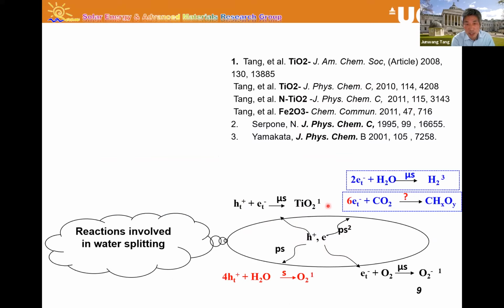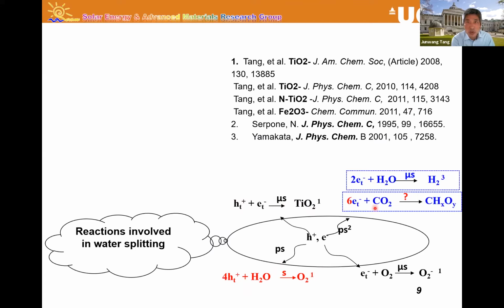It looks at the hydrogen production half reaction, which is here. It's on the microsecond time scale. And it looks at charge recombination on the microsecond time scale. So it's compatible between the two. However, the other half reaction, oxygen production, is on the second time scale. It's very slow. Now, let's talk about the CO2 reduction.